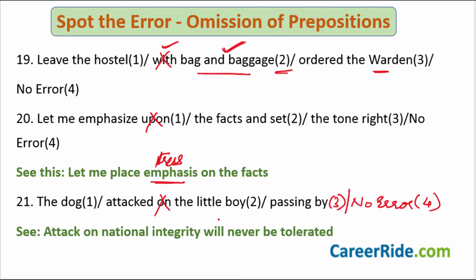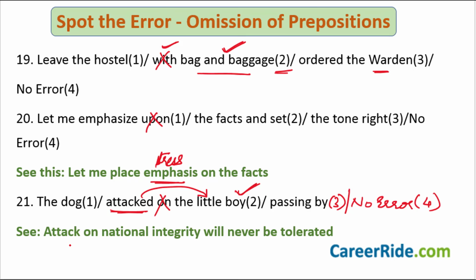The dog attacked the little boy, because what is happening here is this word attack is acting as a transitive verb and it is having a direct impact on the little boy. So it doesn't require a preposition with it. You can simply say the dog attacked the little boy passing by. Right? So this second part is actually the mistake here. But if you are wondering whether you will never use any preposition with the word attack, then I have to tell you that it depends again on the construction of the sentence.